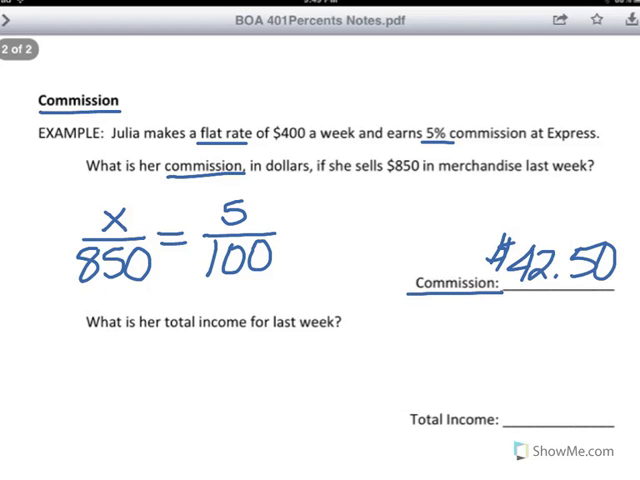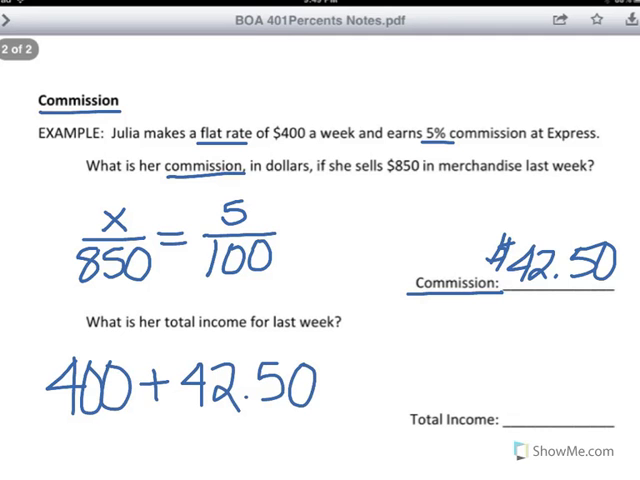Now, when we're talking about the next question, what is her total income for last week, we're going to add on her flat rate salary, which is what she makes every week, no matter what. So we have 400 plus her 42.50 in sales, and we're going to get a total of $442.50 for her total income last week.